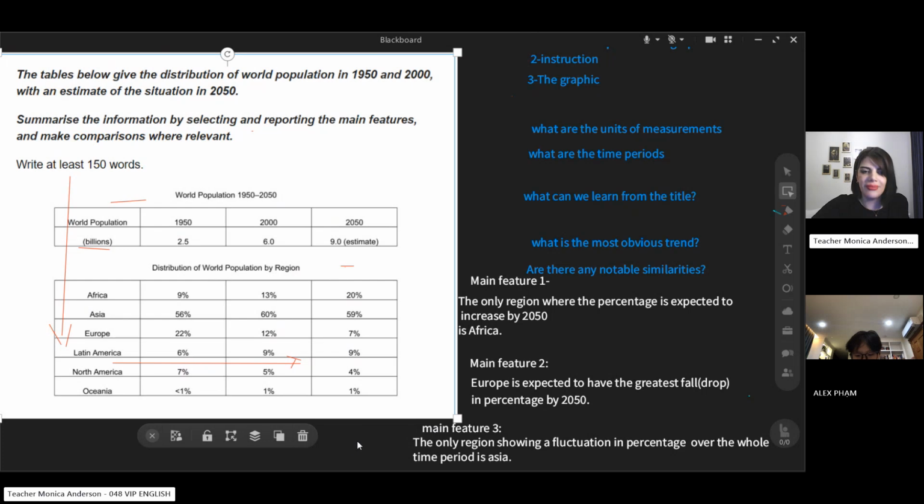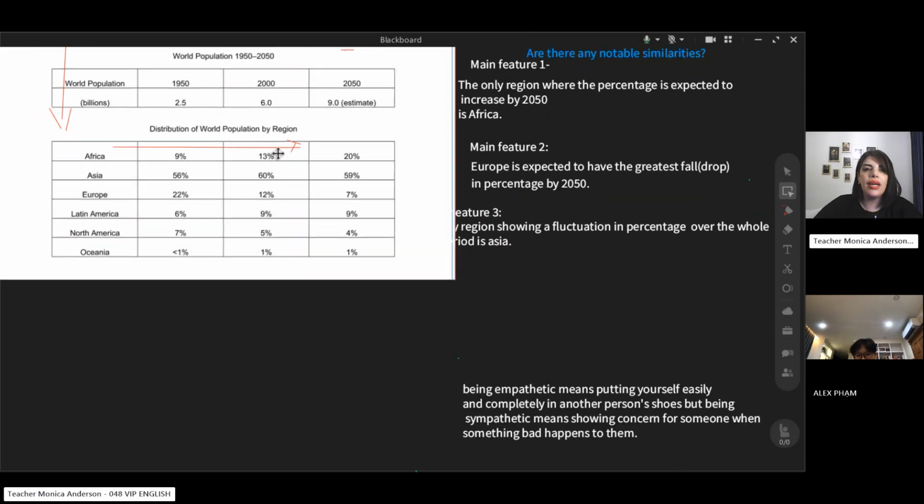So say. The tables below illustrate the changes of the world population from 1890 to 2000 and predicting the situation in 2050. Very good. Of course, that's it. So the table, just let me write.